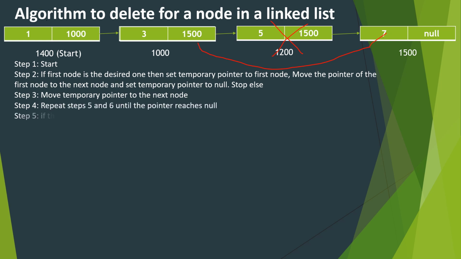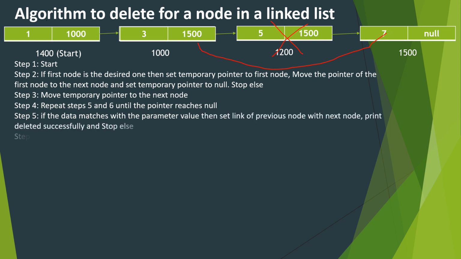So start. If the first node is the one to delete, then set the temporary pointer to the first node, move the pointer of the first node to the next node, set the temporary pointer to null and stop. Else, move the temporary pointer to the next node, step 4, repeat steps 5 and 6 until the pointer reaches null. Step 5, if the data matches the parameter value, then set the link of the previous node to the next node. That is what we have done here. And print deleted successfully, stop, else move the temporary pointer to the next node.